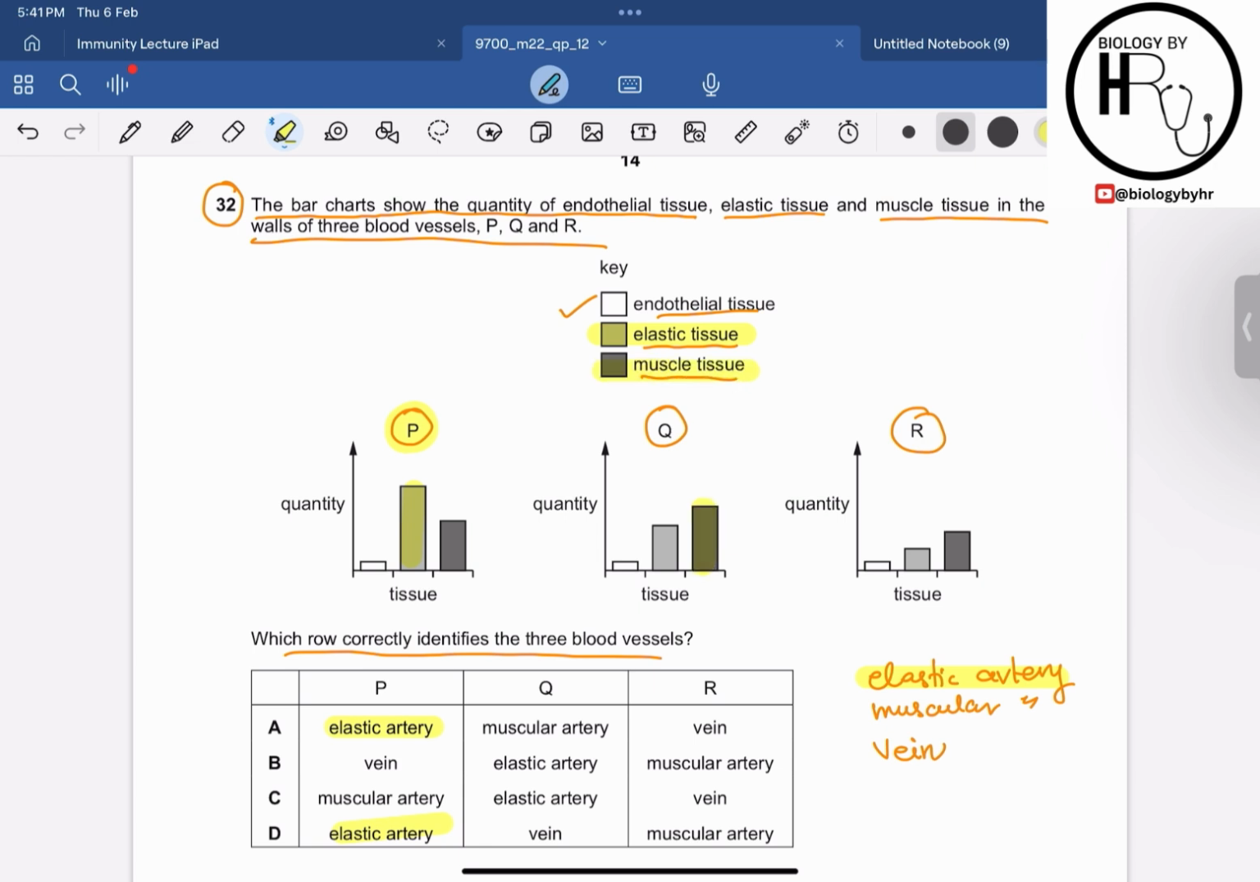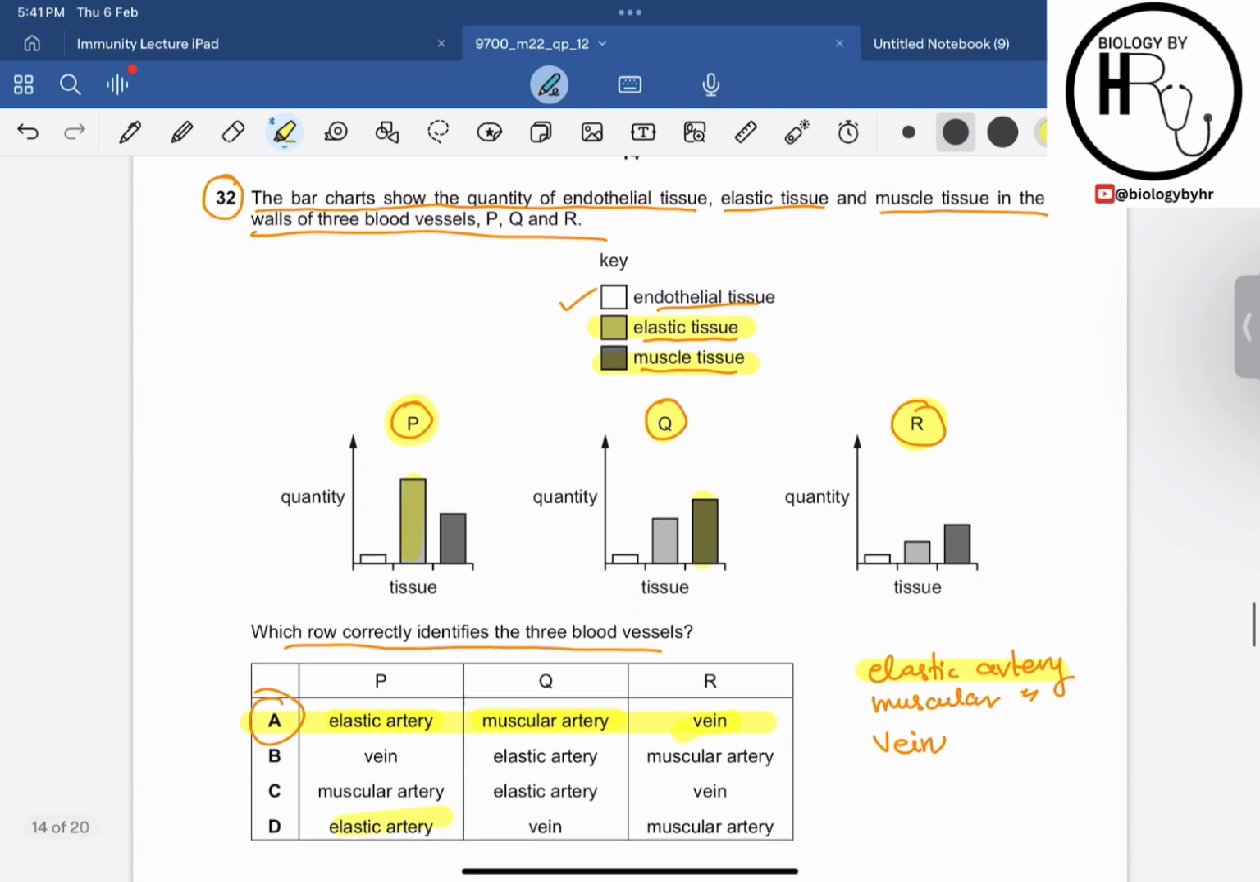So I believe that Q is a muscular artery and R is obviously the vein, which has more muscle tissue, less elastic tissue and very little endothelial tissue. So hence the correct answer for this question 32 would be option A over here. I hope that this MCQ is clear to all of you. I think this was more of an IQ question.